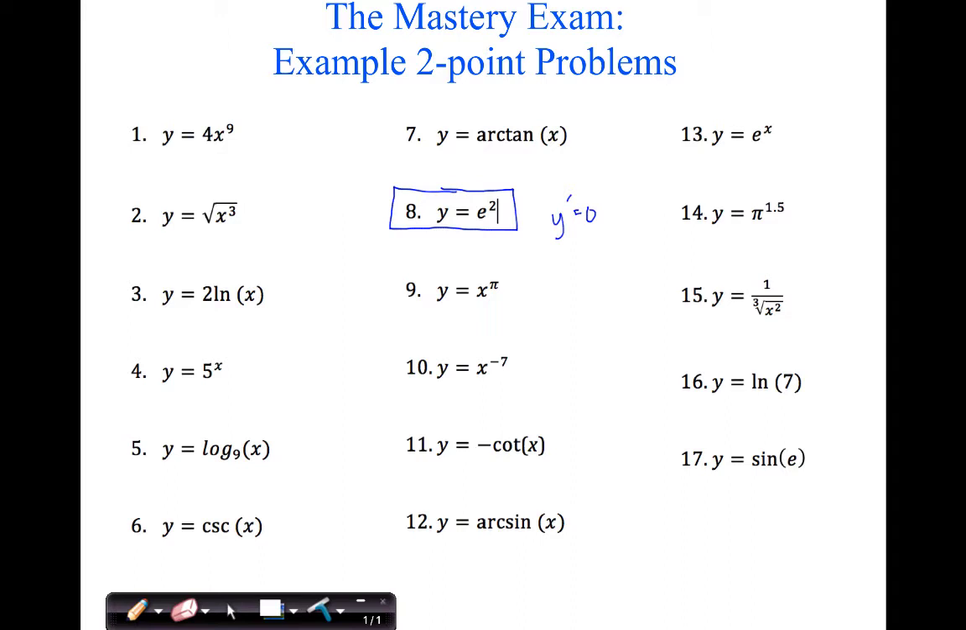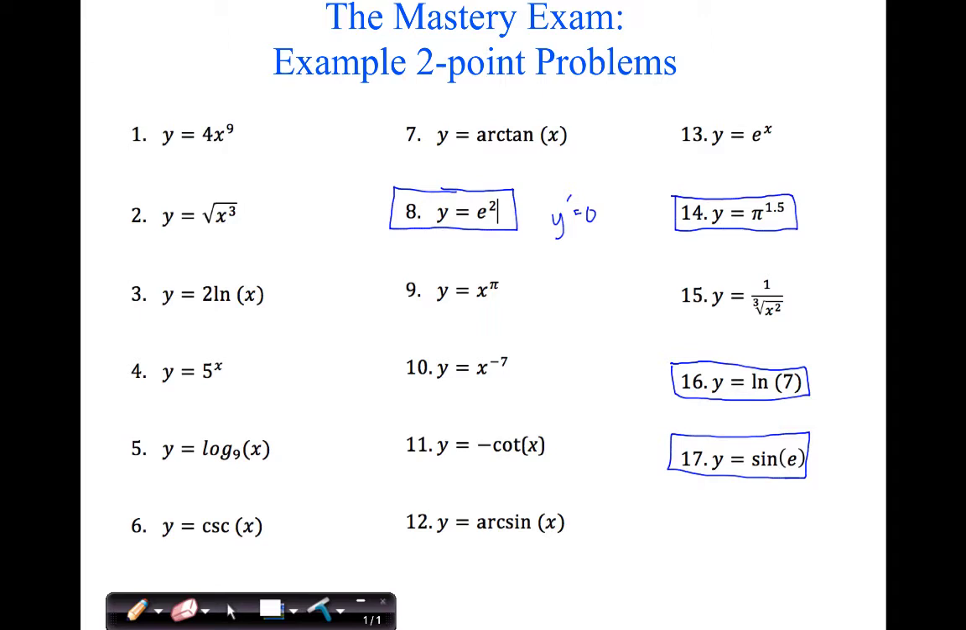Looking through the rest of these, there's a couple more. This one, sine of e, e, still a constant. So this is sine of 2 point something or another. And so that's just a single number. The derivative here is 0. And there's one more right above it that I see. Natural log of 7, also a constant. Oh, here's one more. Pi to the 1.5.